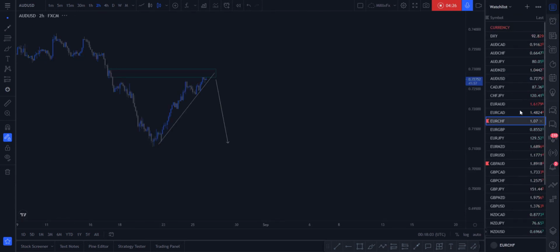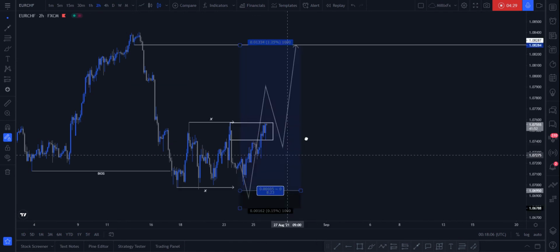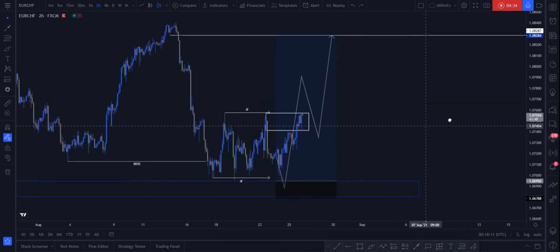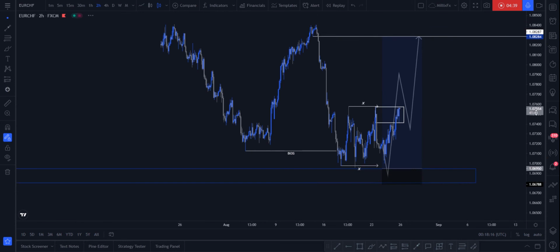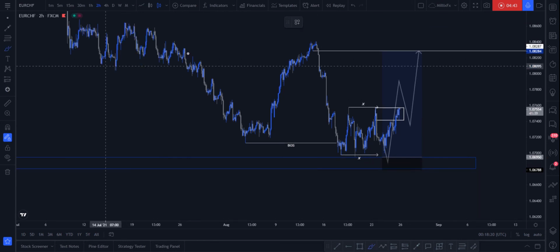So let's see Euro USD, Euro CHF. So Euro CHF, I was expecting... Oh, sorry. On Euro CHF on the 2 hour time frame, you can see, I don't want to actually go on the higher time frame on this just to save time.